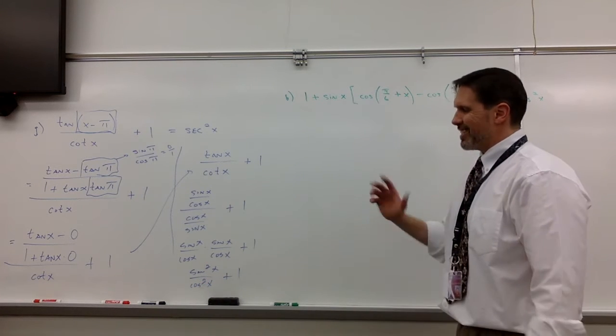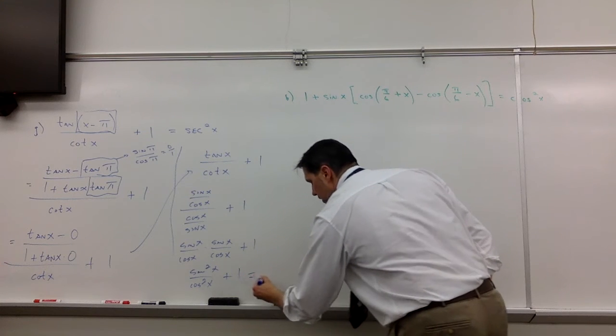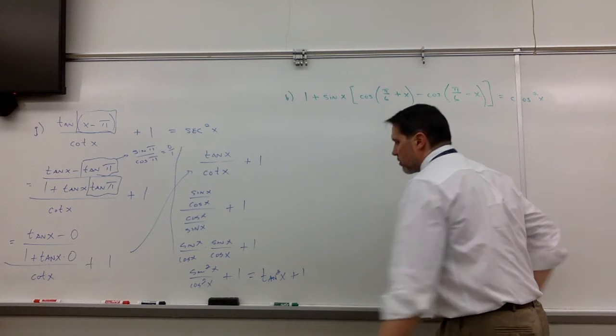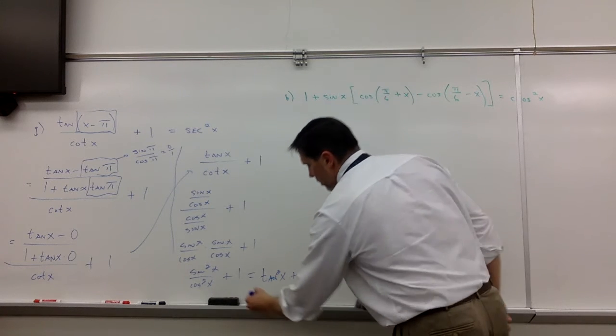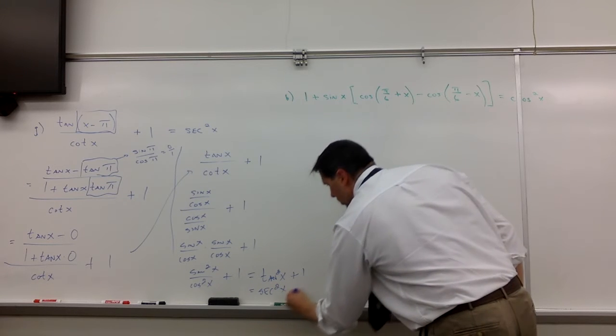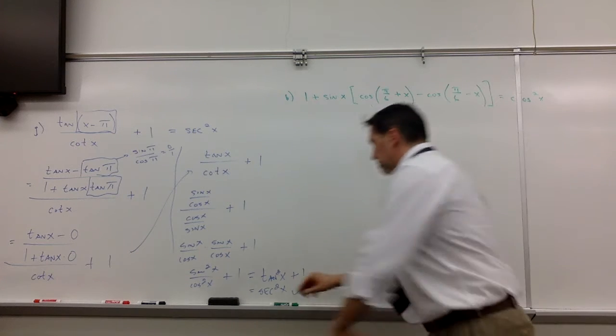Sine over cosine is tangent. Sine squared over cosine squared is tangent squared. So you get tangent squared x plus 1, which goes by another name. It goes by the name of secant squared. That is a direct identity. So check mark.